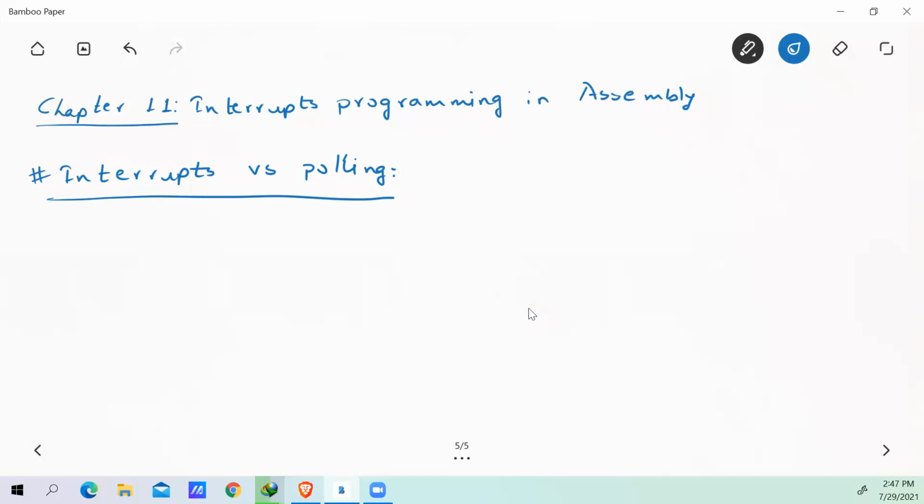Anyone who has any idea of what is the meaning of interrupts? Anyone with any idea? Okay, so what is the difference between interrupts and polling? Any idea? No, sir. No, sir.